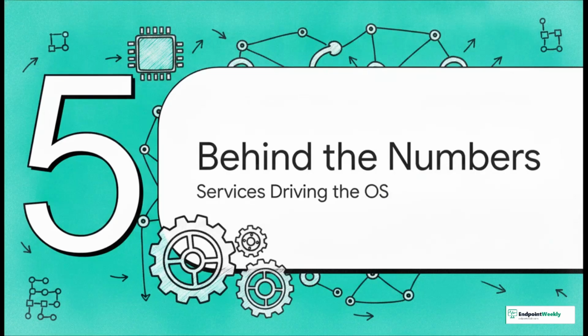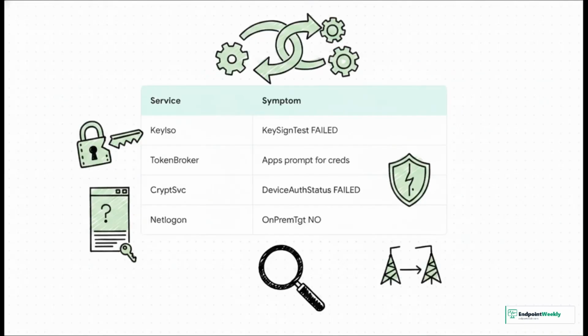Section 5. Behind the numbers. Let's talk about the services driving the OS. You know, at the end of the day, this command output is really just giving you a live read of the background services driving the OS. So we can map these abstract fields directly to the Windows services you need to fix. If your KeySignTest fails, go check the KeyIso service. If your PRT says yes, but apps keep prompting for passwords, check Token Broker.